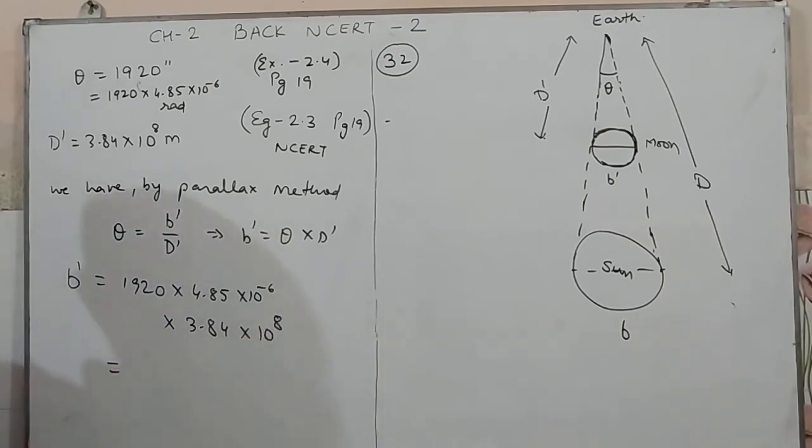So the result comes out to be 3.581 × 10^6 meters. This is the diameter of the moon. Okay. Thank you.